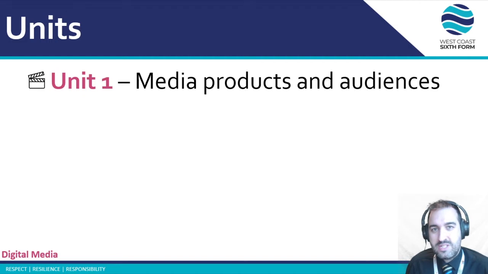The first one, which is an examined unit, is media products and audiences. What you do with this is you'll study lots of different theories to do with media. You'll look at film and television, graphic design, advertising. We'll dig right down into the structures of companies. So take a company such as Disney, or a conglomerate such as Disney, who own lots and lots of subsidiaries or little companies in the media world.